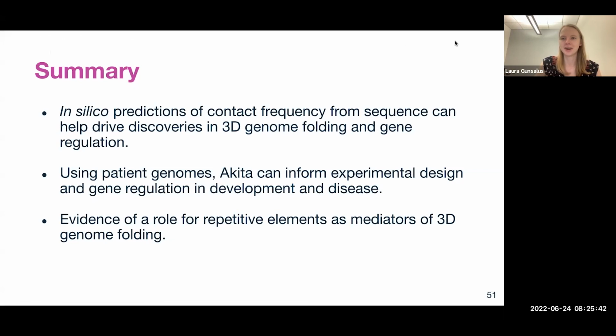So in summary, Maureen and I talked today about how we can use Akita and these deep learning models for really powerful biological investigation. And so we can do this in the case of known variation, as Maureen spoke about, or we can do this in a completely unbiased manner for discovery, like I spoke about. And so this has really pointed to potential mechanisms in heart disease, and also pointed to repetitive elements as potential mediators of 3D genome folding.